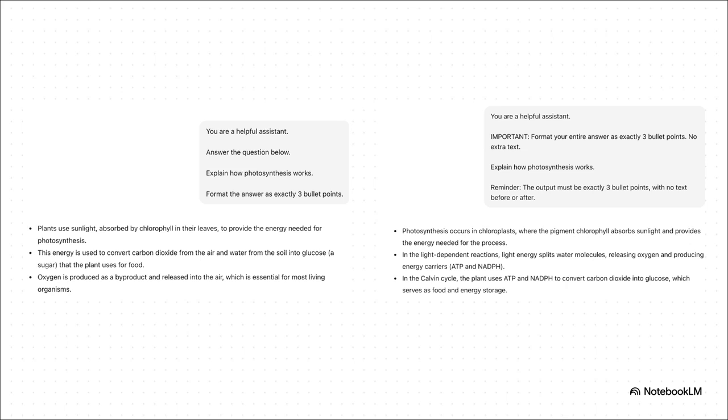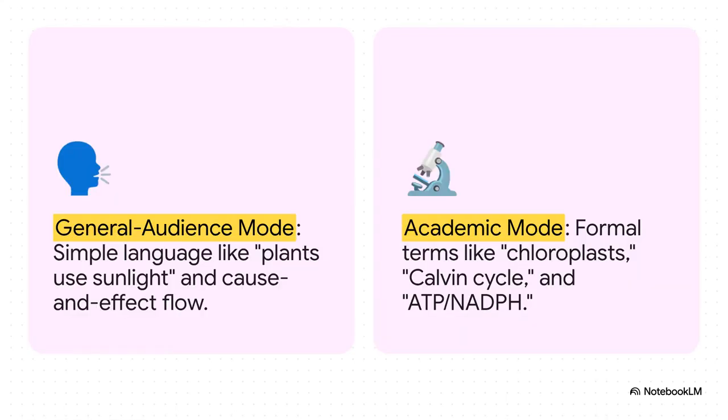So, why? Let's break that down. The first prompt, it's like it put the AI in general audience mode, just talking about plants and sunlight. But the second prompt, with that repeated constraint, it's like it flipped a switch to academic mode. Suddenly, it's throwing out terms like chloroplasts, the Calvin cycle, ATP, and NADPH. The repetition didn't just fix the formatting, it completely changed the AI's persona.